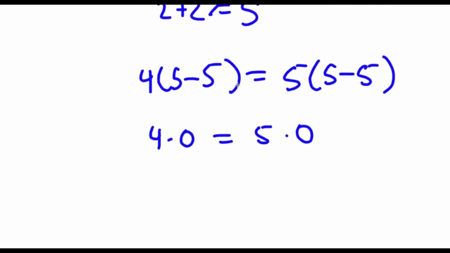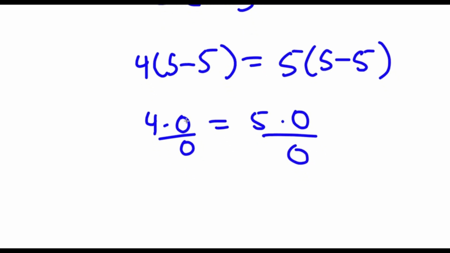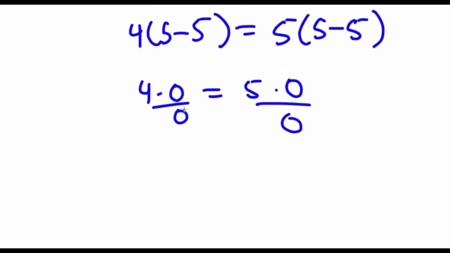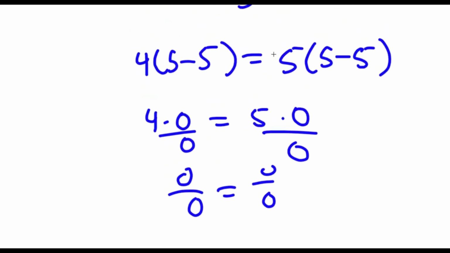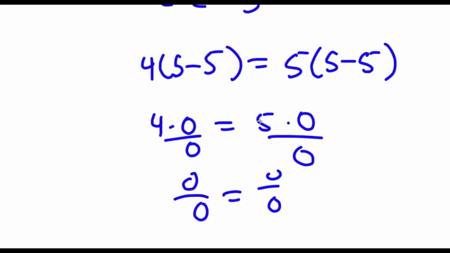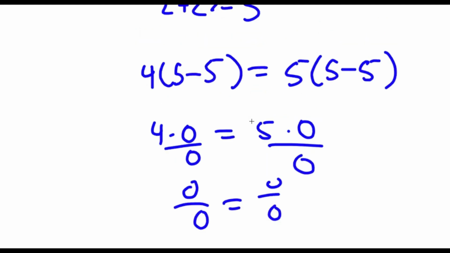So when I divided both sides by 5 minus 5, I really divided both sides by 0. And now 4 times 0, so now if we do this, 4 times 0 divided by 0, this is 0 over 0, and 0 divided by 0 is undefined. So you can't do this. So why dividing by 0 can lead to weird results.